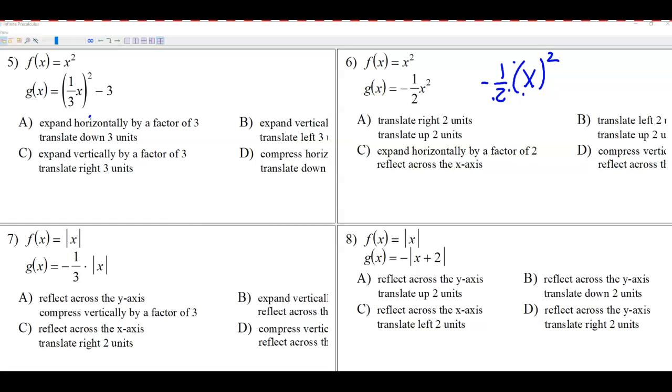We only have B, right? So just look at those keywords: horizontal expansion, greater than one.